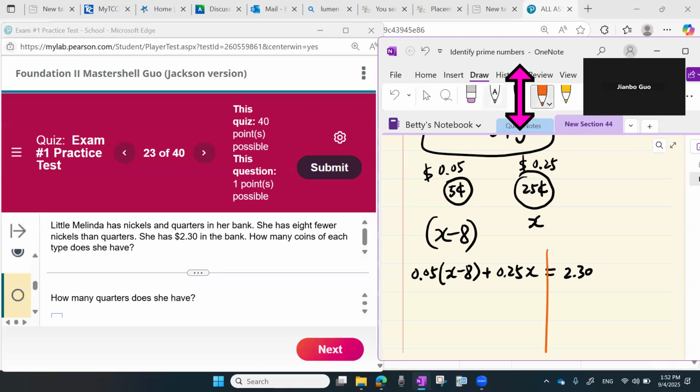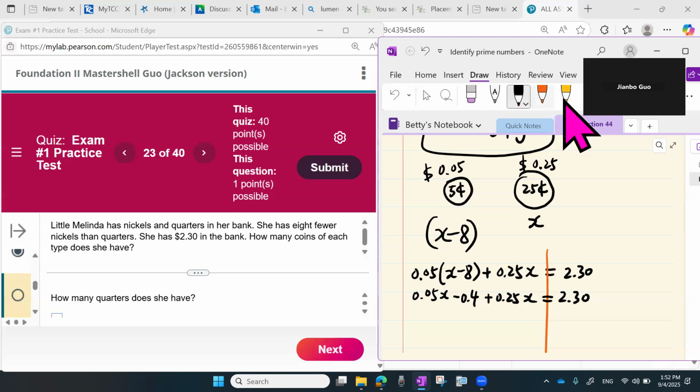Now let's solve the equation. We're going to remove the parentheses: 0.05 times x is 0.05x, and 0.05 times negative 8 is negative 0.4, plus 0.25x equals 2.30. All I have done in this step is distribute and remove the parentheses. I did not change anything else. Next step, we combine like terms.